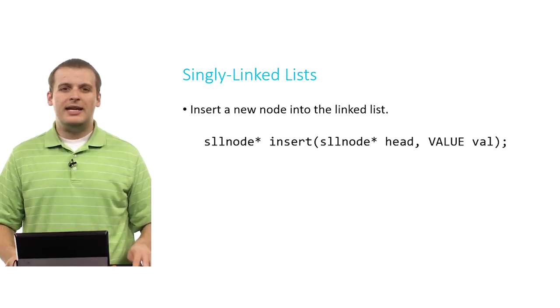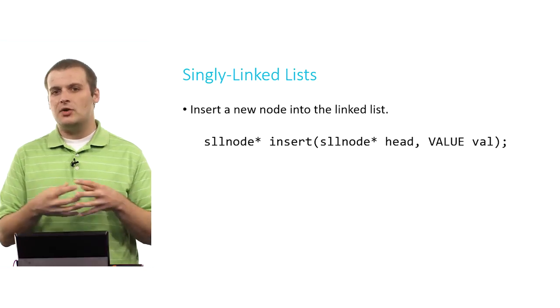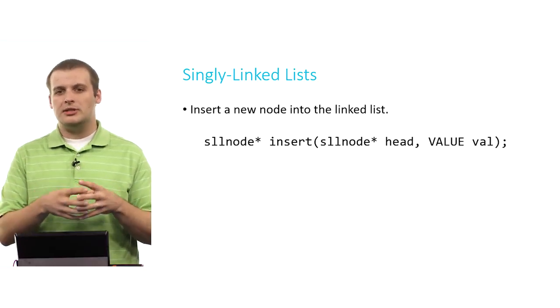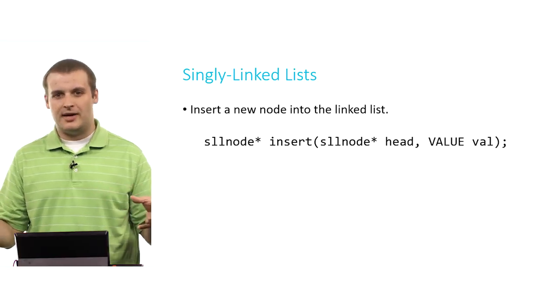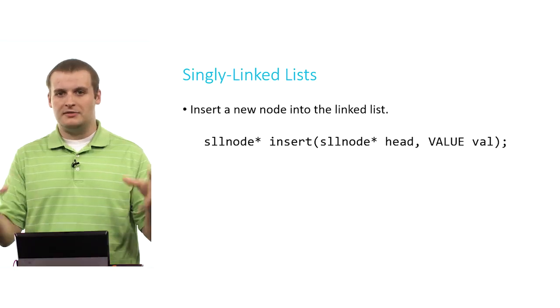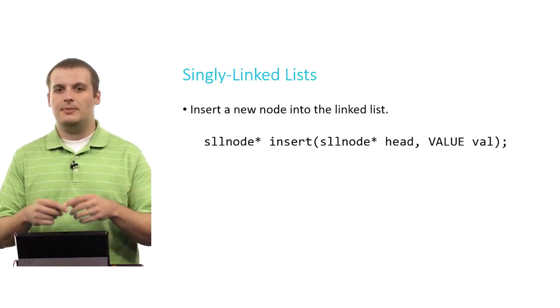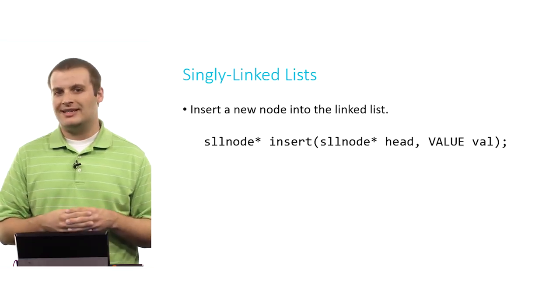OK, how do we insert a new node into the linked list? So we've been able to create a linked list out of nowhere, but we probably want to build a chain, not create a bunch of distinct lists, right? We want to have one list that has a bunch of nodes in it, not a bunch of lists with a single node. So we can't just keep using the create function we defined earlier. Now we want to insert into a list that already exists.